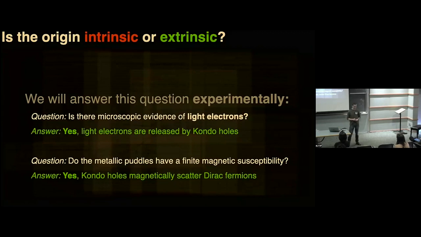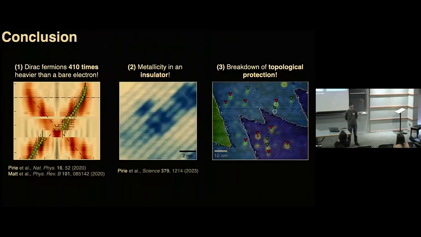So taken together, these two measurements give us confidence that the Kondo holes could contribute to the de Haas-van Alphen oscillations that have been measured. Okay, in conclusion, STM sees a consistent but rich picture in SmB6, whereby the Kondo mechanism generates both the topologically emergent heavy Dirac fermions and the metallic puddles that give rise to some of the interesting properties recently measured.